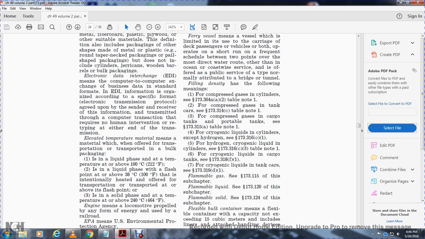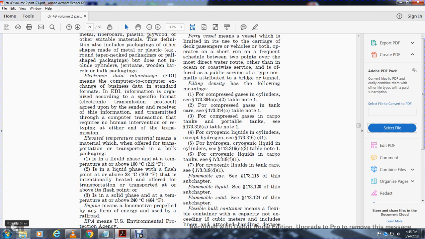Elevated temperature material means a material which is offered for transportation or transported in a bulk package: in a liquid phase at a temperature at or above 100 degrees Celsius, or 212 degrees Fahrenheit; in a liquid phase with a flash point at or above 38 degrees Celsius, 100 degrees Fahrenheit, that is intentionally heated and offered for transportation or transported at or above its flash point; or in a solid phase at a temperature at or above 240 degrees Celsius, 464 degrees Fahrenheit.